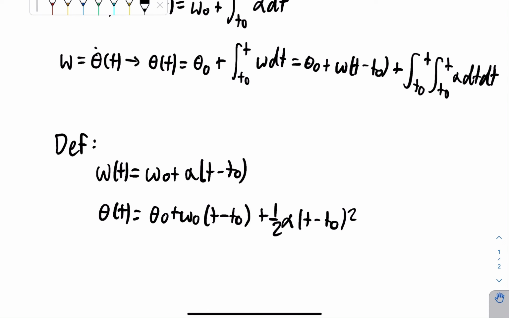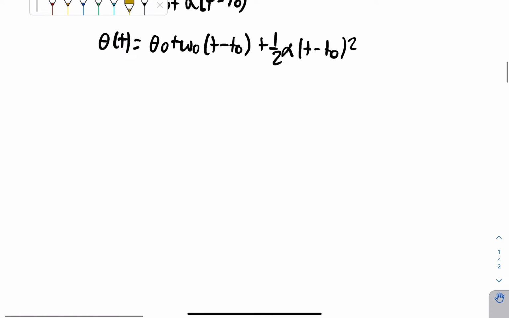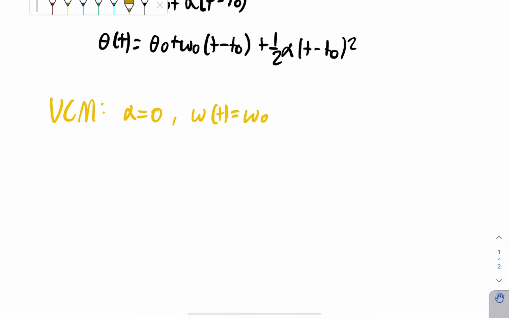Again, if we say that alpha is equal to 0, then we will have uniform circular motion such that omega is equal to omega naught and theta of t is equal to theta naught plus omega naught times t minus t naught. So uniform circular motion, alpha is equal to 0, omega of t is equal to omega naught, and we also have that theta of t is equal to theta naught plus omega naught times t minus t naught.